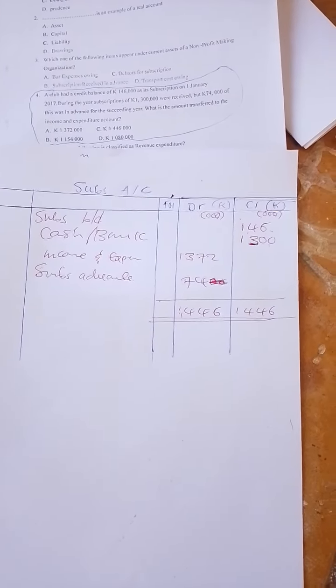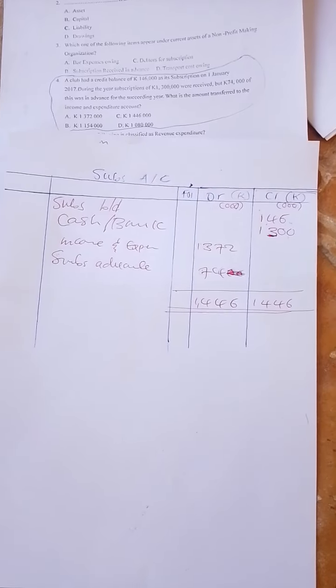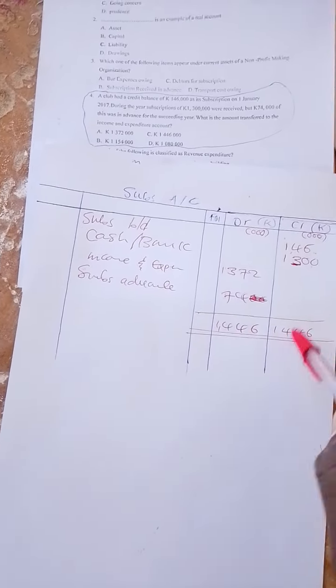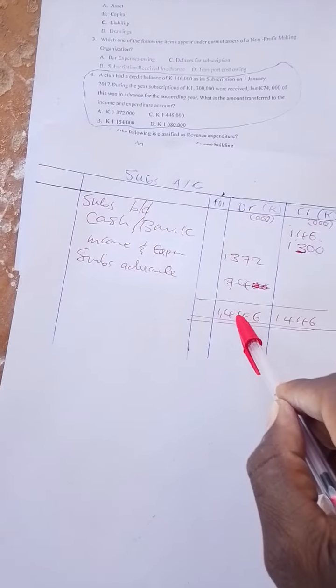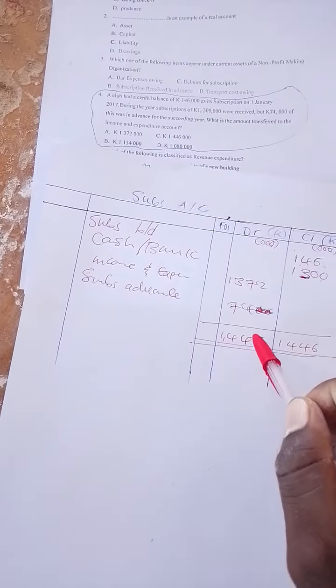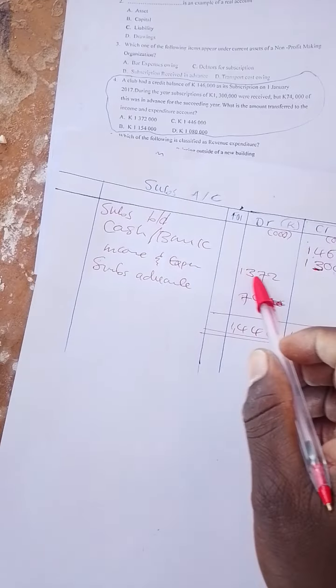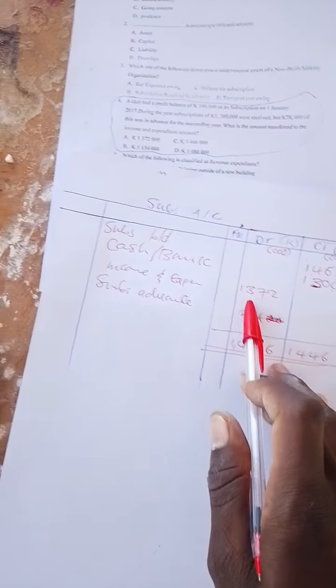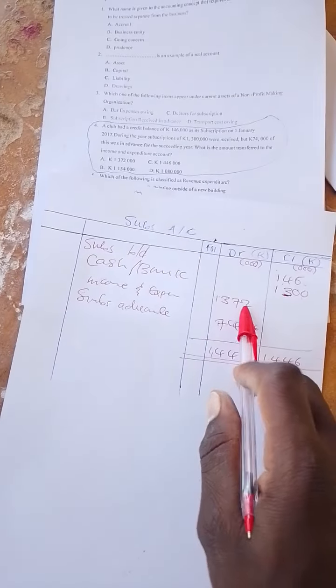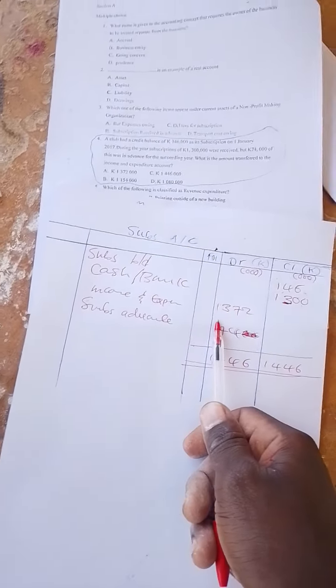So now this subs in advance, we put it on the debit, which is 74, and then when we add what is on the credit, we get this figure and we put it here. Then when we subtract 74 from this amount, we are going to get 1,372. This figure is what we are going to transfer to the income and expenditure account.